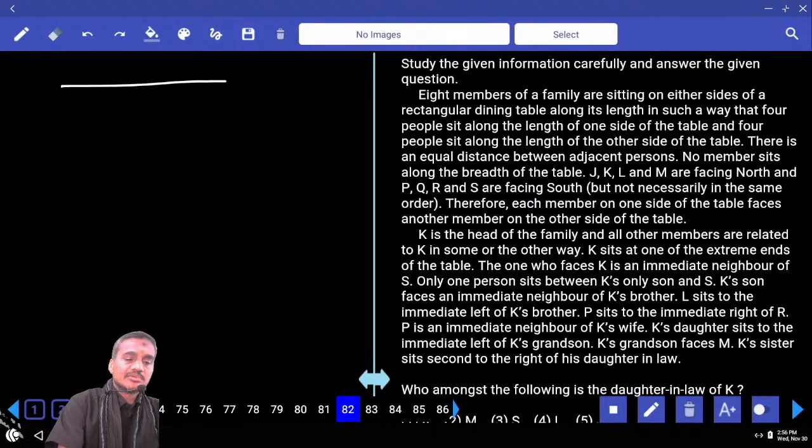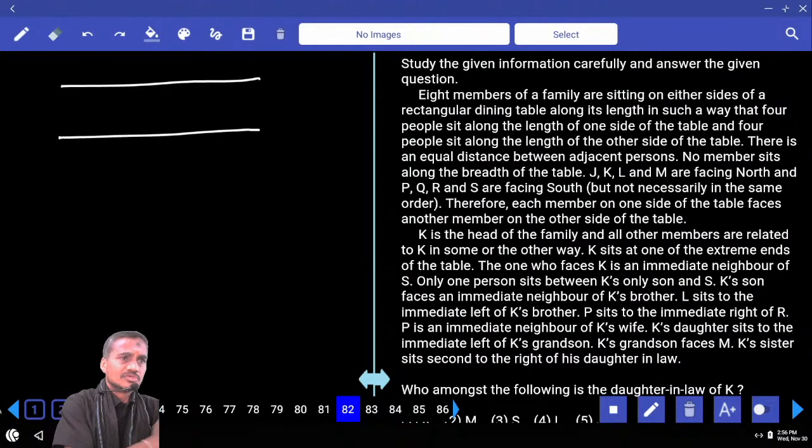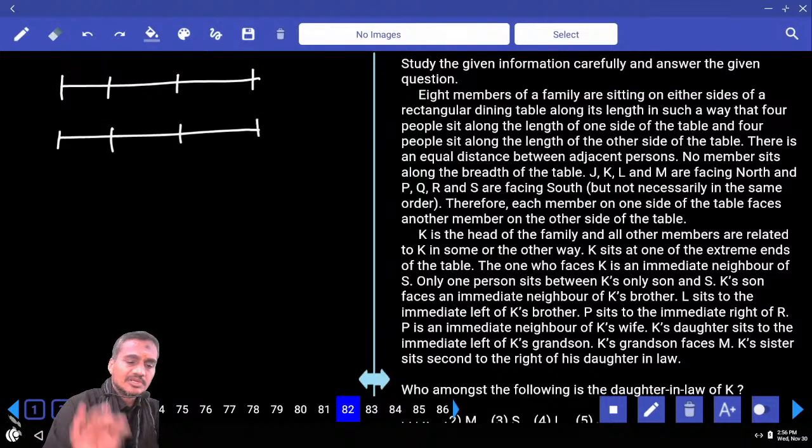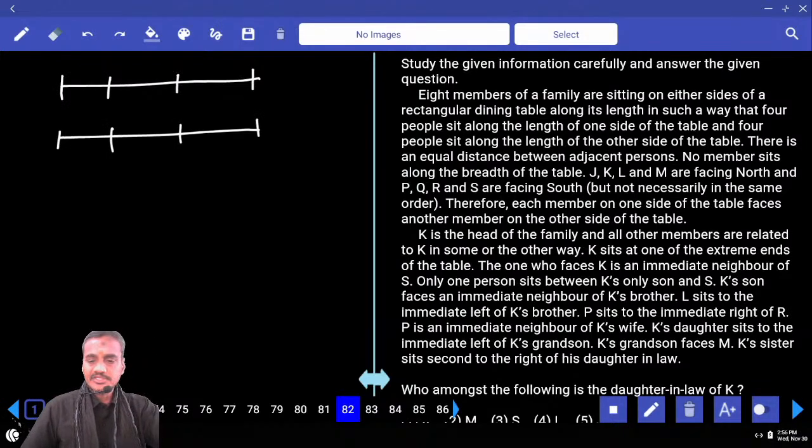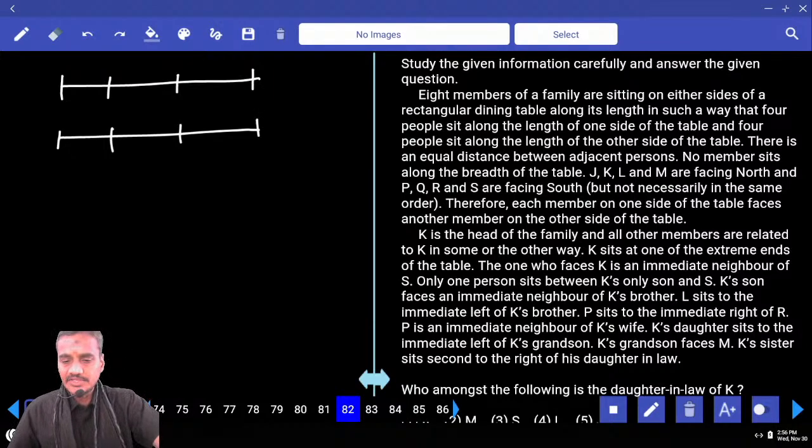Small rectangular table, it is nothing but your parallel rows only, because none of the persons are sitting along the breadth of this rectangular table. And 4 at this one and 4 at this one. And you don't need to worry much about that, isn't it? It is just like your regular parallel rows, and there is an equal distance.